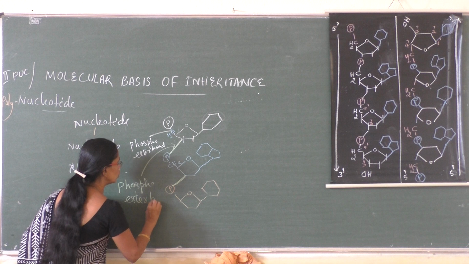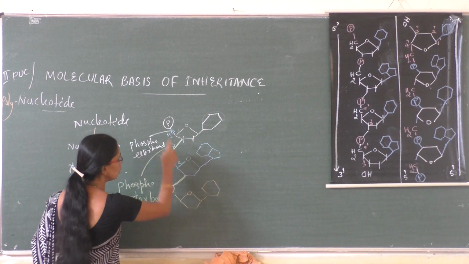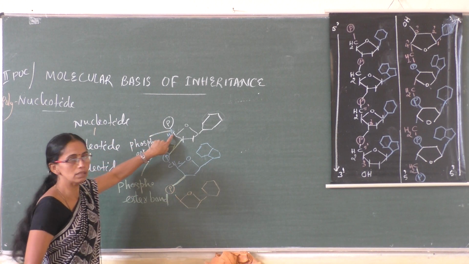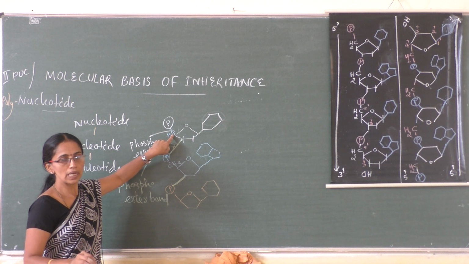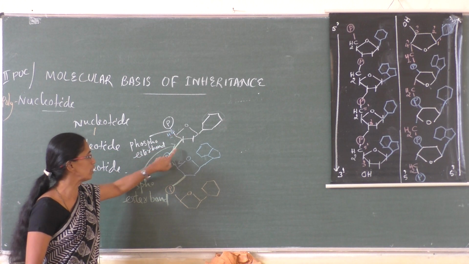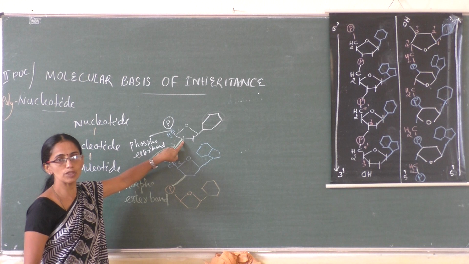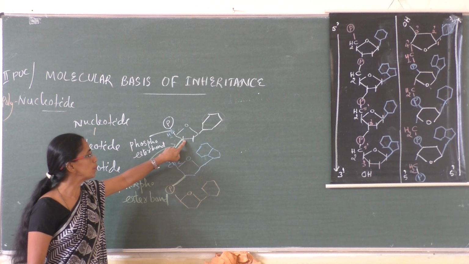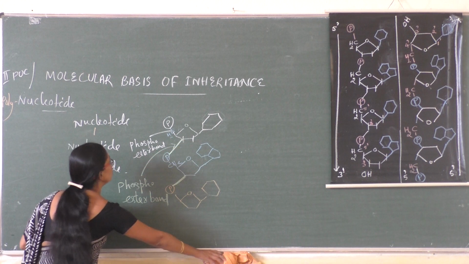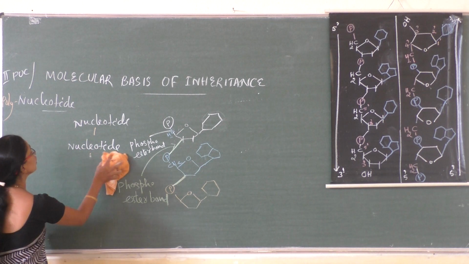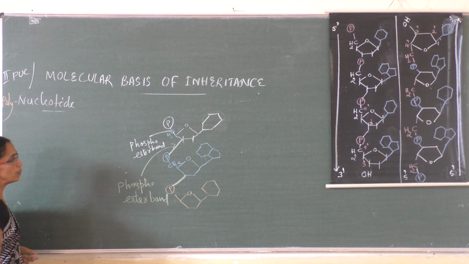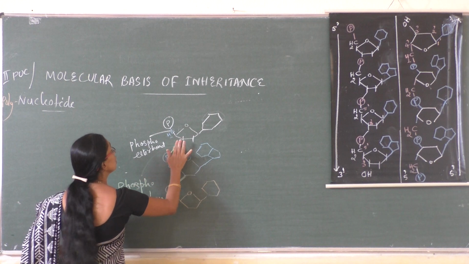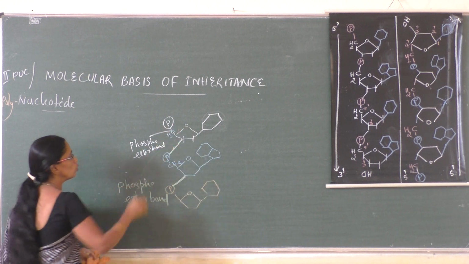Phosphoester bond. So the phosphoester bond here occurs between phosphate and the 5th prime carbon of the sugar. Here, between phosphate and this, which prime is this? 3rd prime. The 3rd prime carbon of the sugar. So in two places we can see a phosphoester bond. One is here, one more is here.